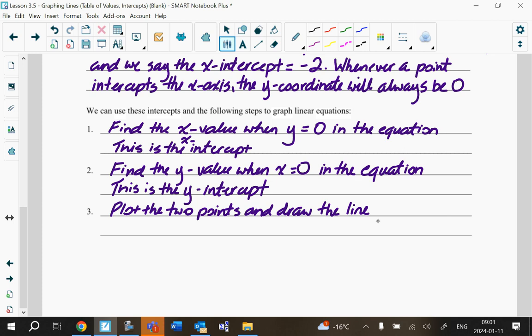Give you a little bit of time to finish writing that down if necessary. And then we'll look at an example.